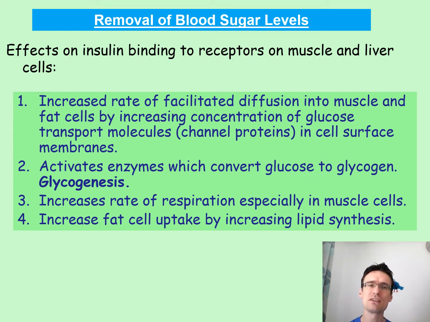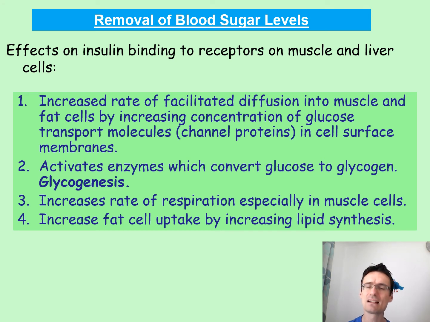Now, there's basically 4 things that will happen as a result of that. So the first thing is there'll be an increased rate of facilitated diffusion into the muscle and fat cells, increasing the number of channel proteins. We'll talk about that in a bit more detail in a minute. So that will help the glucose leave the blood and go into the liver or the muscle cells.